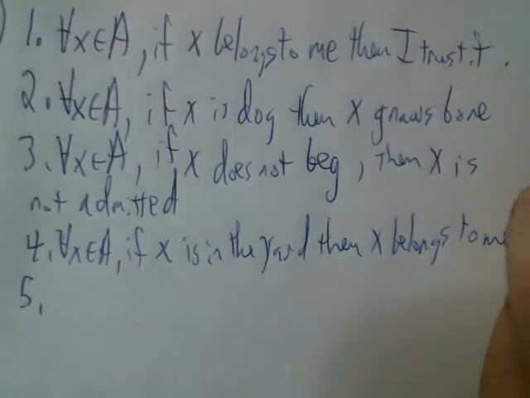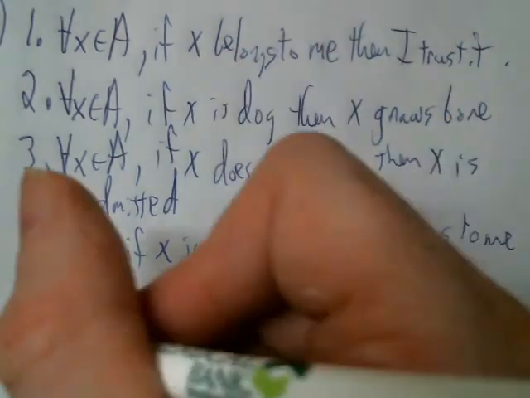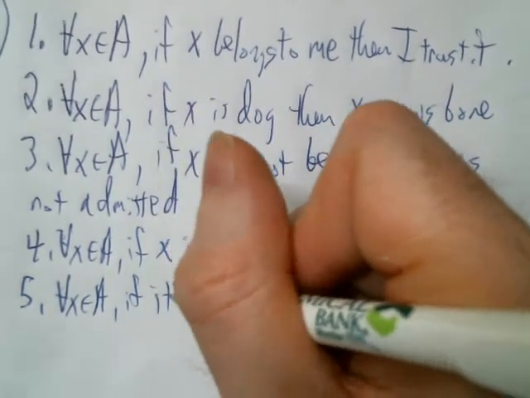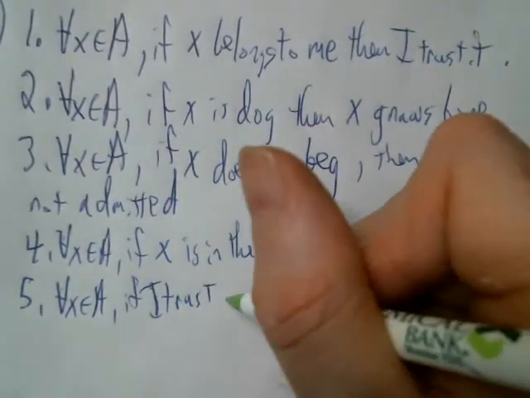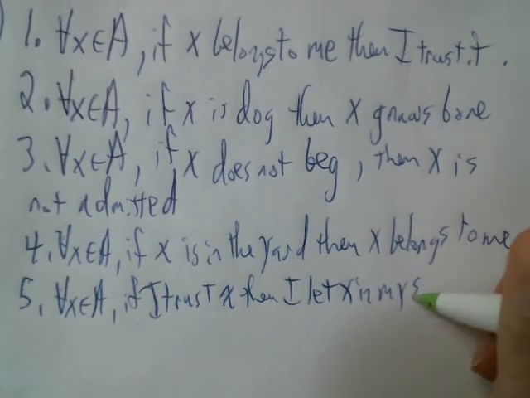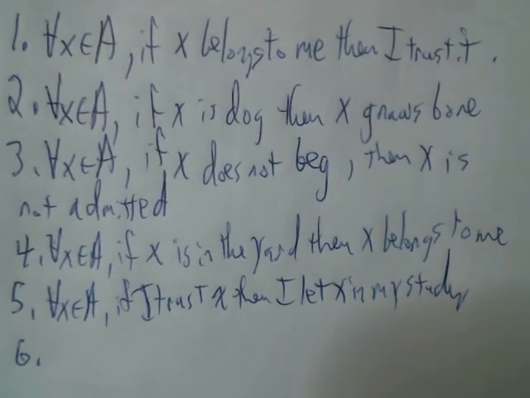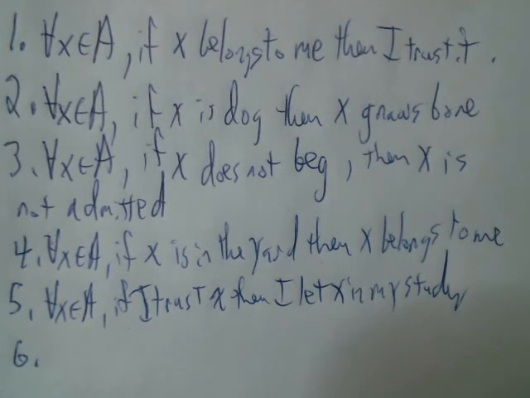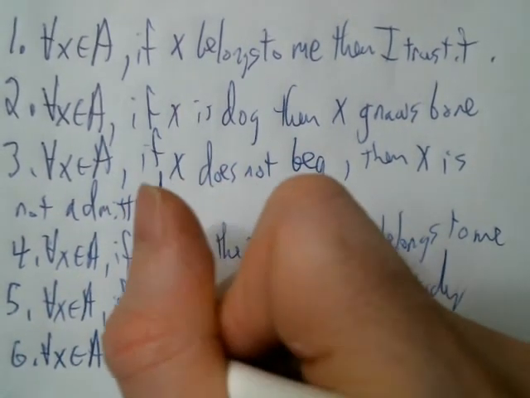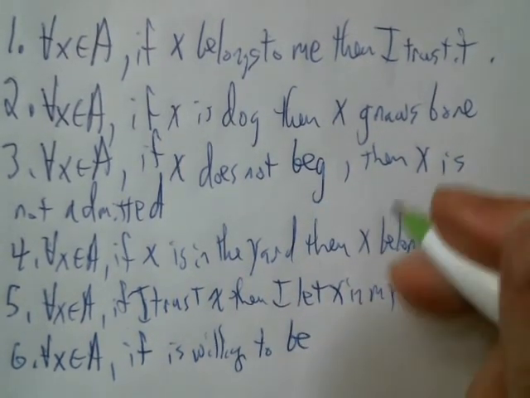Statement 5, I admit every animal that I trust into my study. For all x, if I trust x, then I let x in my study. And then finally, the last statement, the only animals that are really willing to beg when told to do so are dogs. So for all animals x, if x is willing to beg, then x is a dog.